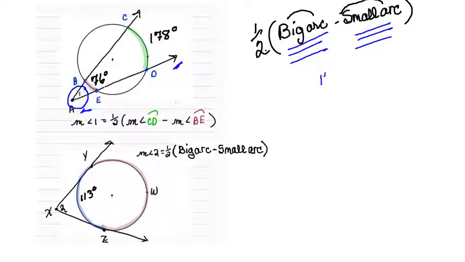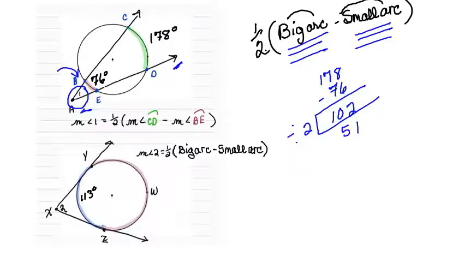So for the first one here, I'm going to go 178 minus the 76 is going to give me 102. Divided by 2 is going to give me 51. So angle 1 here equals 51 degrees.